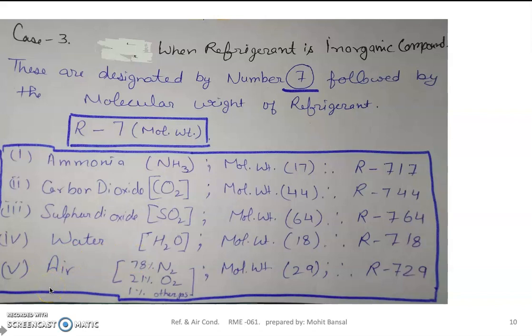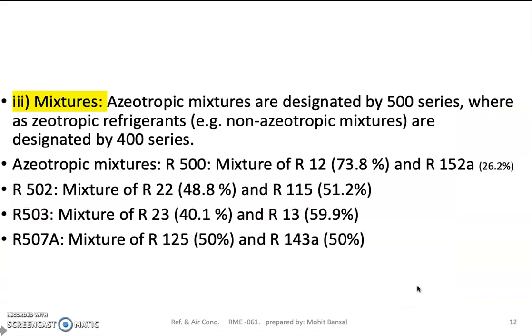Generally we take the molecular weight of air as 29, which consists of 78% nitrogen, 21% oxygen and 1% other gases like argon and helium. So it becomes R729. And the last category, sometimes it is asked that R502, R503, R507A. So we can cram these azeotrope names a bit, like R502 is a mixture of R22 and R115.